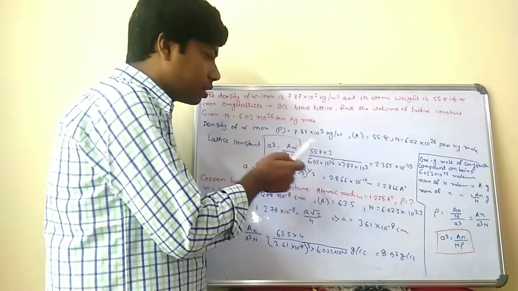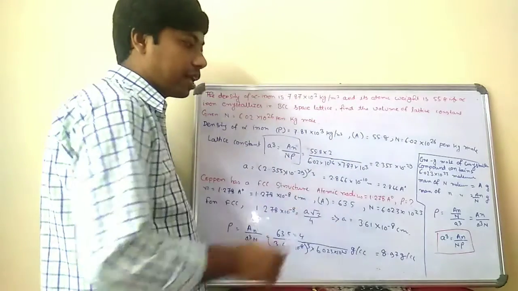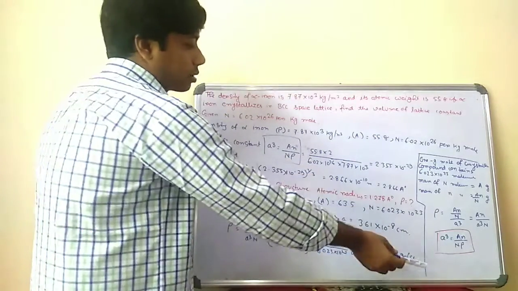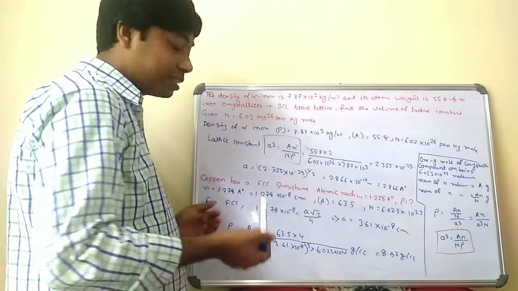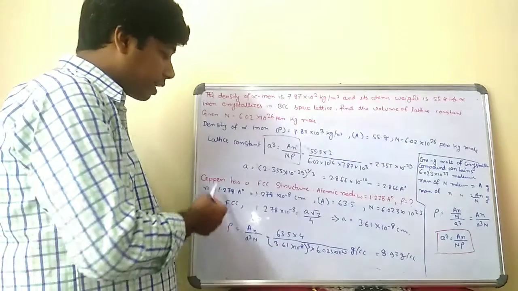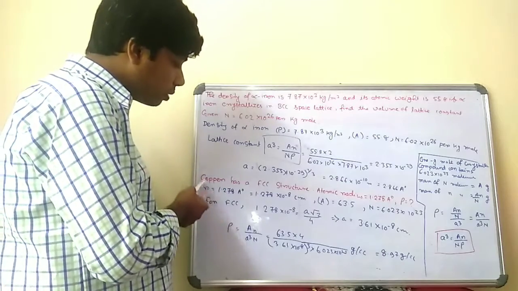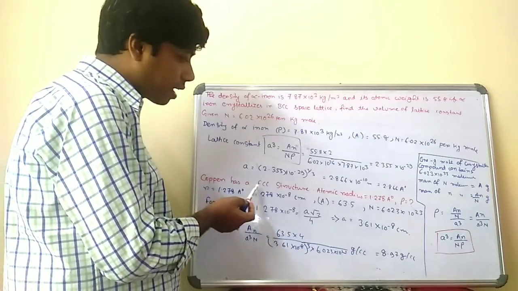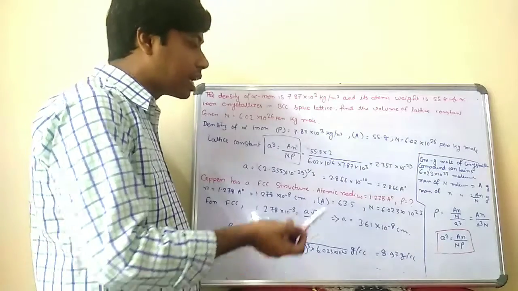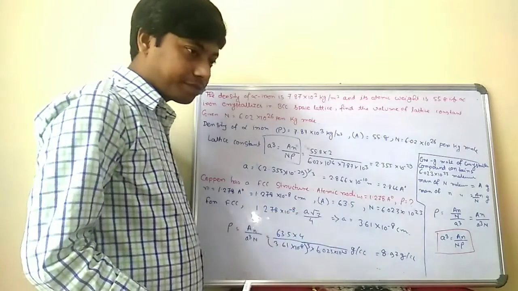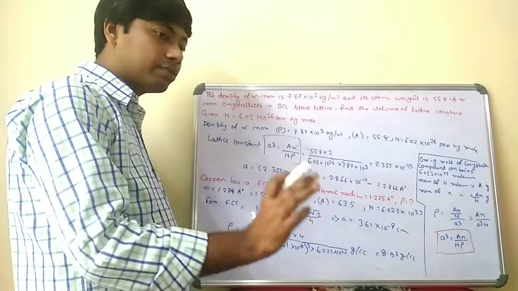So if you apply this, you can get this value. In this way you can get this. Okay, let's take another example to calculate the density, like copper. If a numerical is given that copper has an FCC structure, and the atomic radius is given to you, now you have to calculate the density.